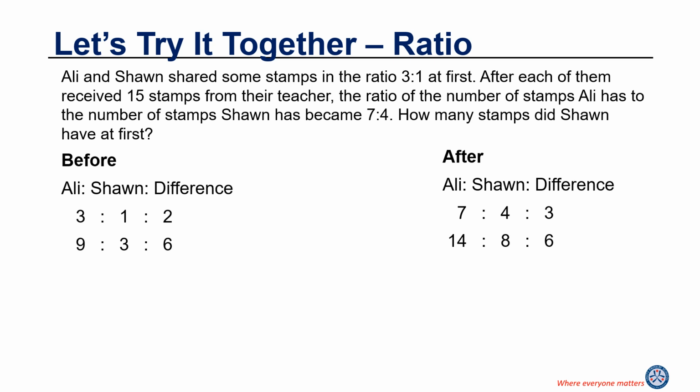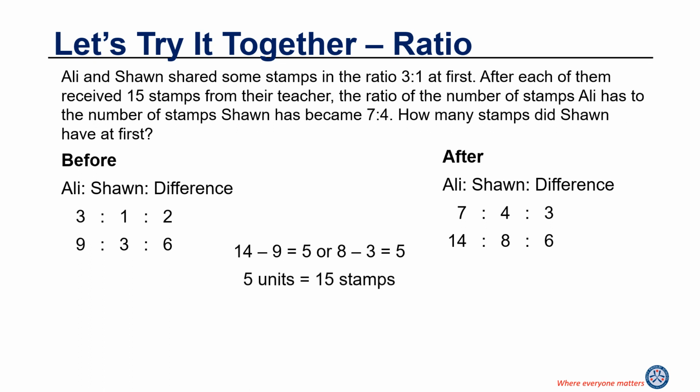We now see that the difference between the number of stamps each boy has is 6 units for both the before and after situations, allowing us to compare both ratios. The change in the number of stamps each boy has is 14 minus 9 or 8 minus 3 units, that is 5 units, which is equivalent to 15 stamps.